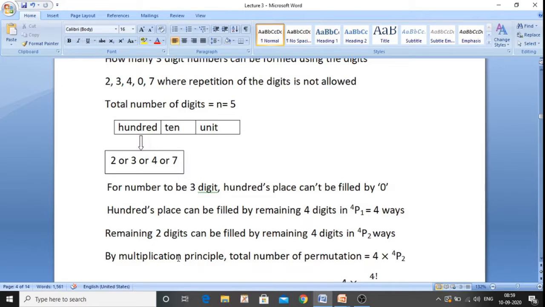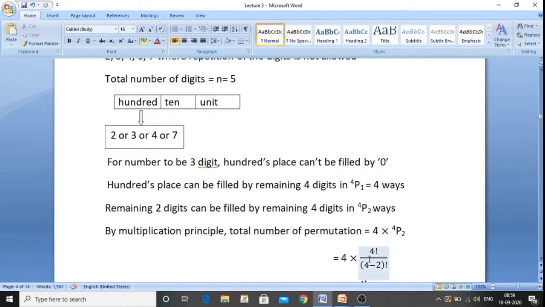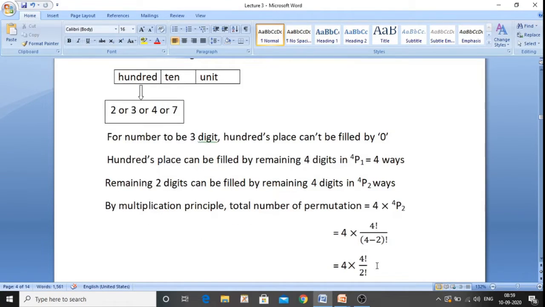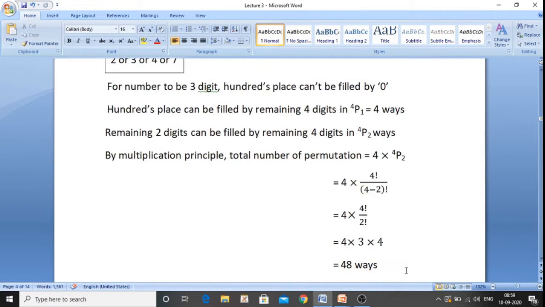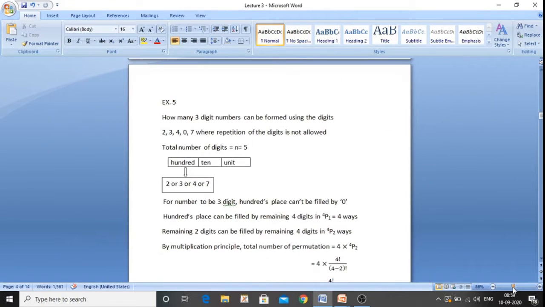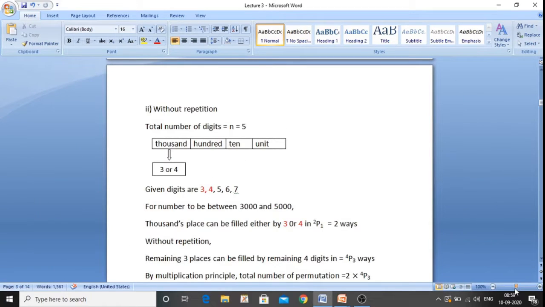And therefore by the multiplication principle. Why the multiplication principle? Because the hundreds place and the remaining places, since 'and' signals the multiplication principle. So the total number of permutations or arrangements of the digits is equal to 4 into 4P2. So that is 4 into 4 factorial upon 4 minus 2 factorial, that is 4 into 4 factorial upon 2 factorial, that is equal to 4 into 3 into 4. So that is equal to 48 ways how we can do the arrangement.